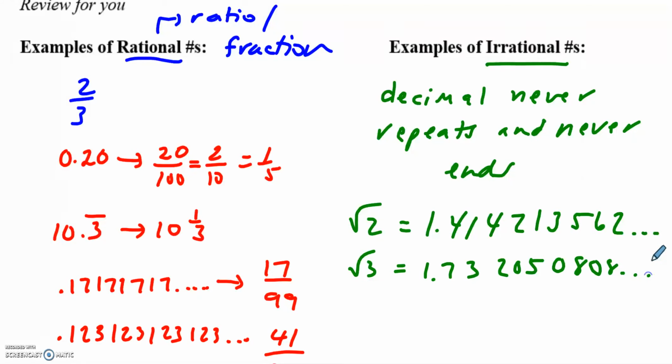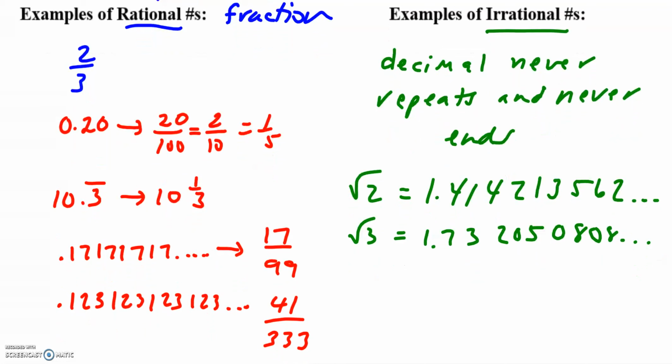1.732050808. I'm getting these from my calculator, by the way. I wish I had these memorized. That would be very impressive. I am not that impressive, unfortunately. Pi, 3.141592654, on and on and on.